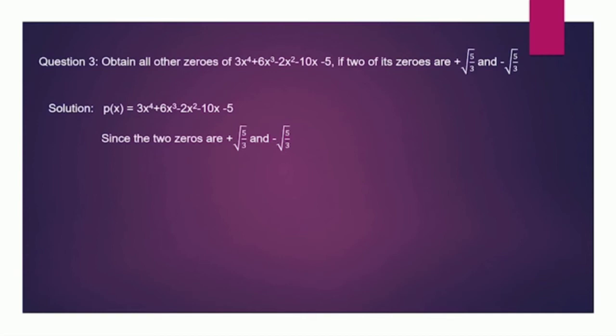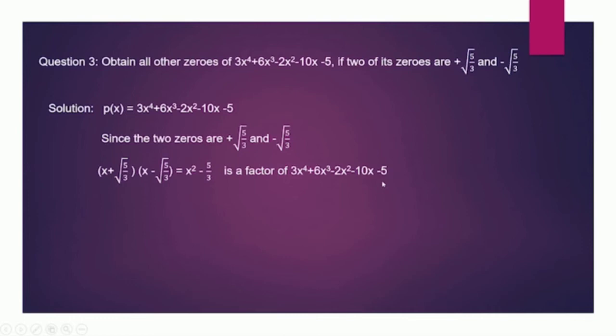So since the two zeros are given, we can write it as x plus 5 square root of 5 by 3 into minus x minus square root of 5 by 3. This is in the form of a plus b into a minus b. So we will get it as a square minus b square, that is x square minus 5 by 3, which is a factor of 3x to the power 4 plus 6x cube minus 2x square minus 10x minus 5.